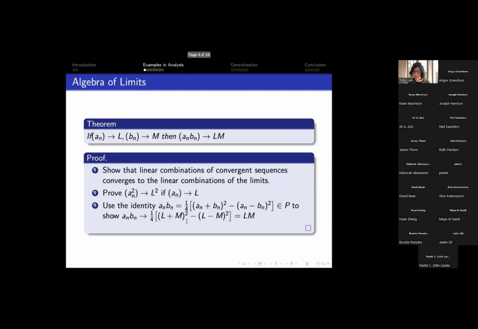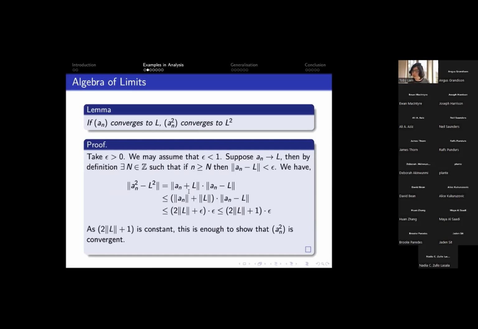So the first example would be algebra of limits. We want to say that if a_n and b_n converge, then the product converges. Again, the first step is quite easy. The second step is going to be the hard bit. And then for the third step, there's some nuance in it, because not only do we want to show that a_n b_n is convergent, we also want to show that its limit is going to be the product of the limits. So let's do step two first.